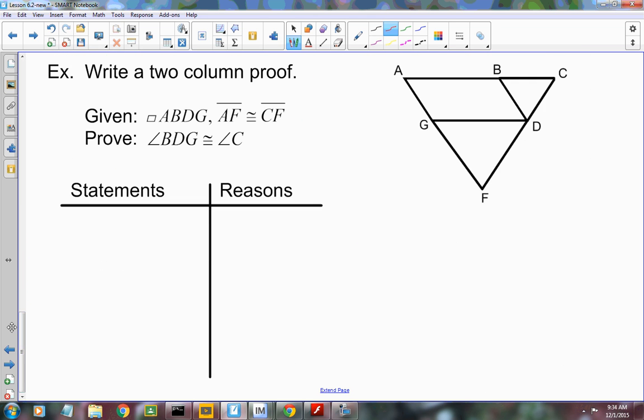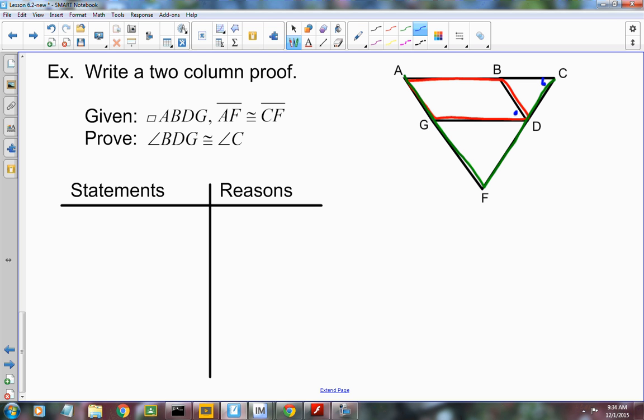Alright, last one. Write a two-column proof. Now, first thing that it tells us is that ABDG is a parallelogram. So that means all those properties that we learned apply to that little shape right there. It also tells me that AF and CF are congruent to each other. Okay? I want to prove that angle BDG is congruent to angle C. So I somehow have to make a connection with those two angles.